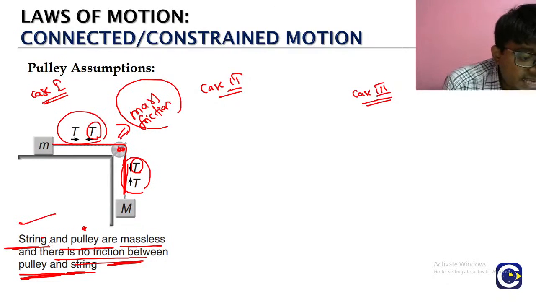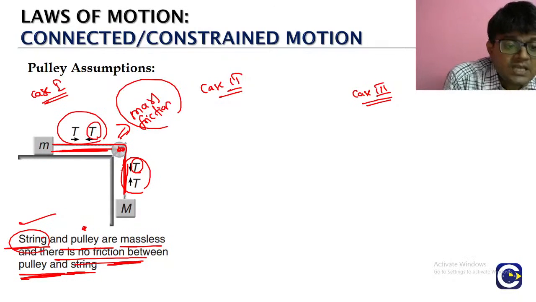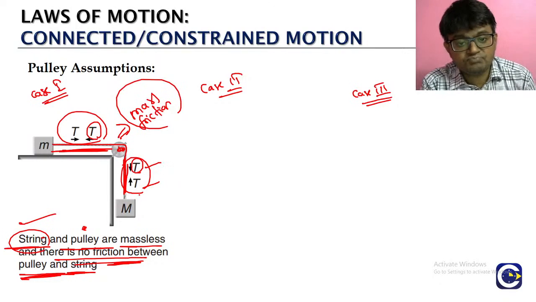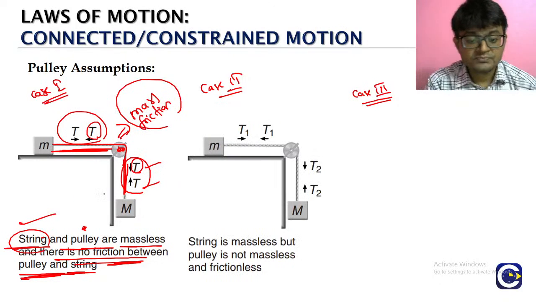And if the string is massless, the entire left side will have the same tension and the entire right side also will have the same tension. We can see everywhere the tension is the same. Let us look at case 2.